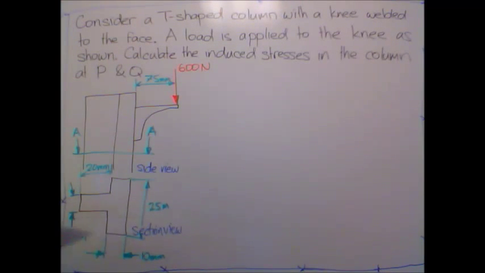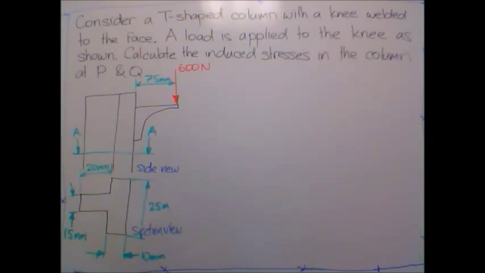Hey guys, I'm just going to be going through one of the questions from our quiz. It reads like this. Consider a T-shaped column with a knee welded on the face. A load is applied at the end of the knee as shown. Calculate the induced stresses in the column at P and Q.